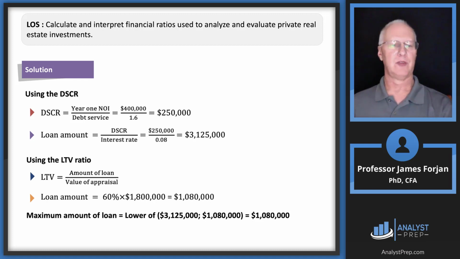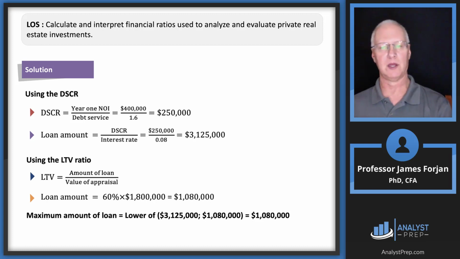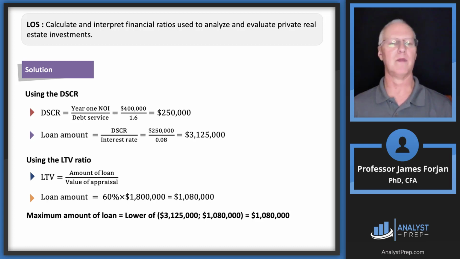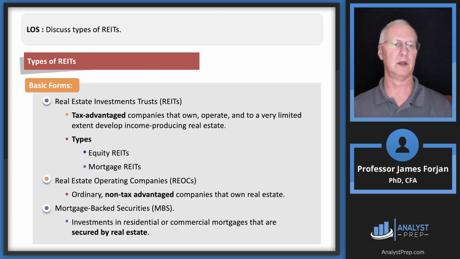If we rearrange that loan to value ratio, we can just take 60% of the 1.8 million. That gives us 1.08 million. And so we're going to take the lower of those two, and there's the maximum amount of the loan. And so this addresses the part of the analyze and evaluate private real estate. So you may or may not, in the analyze and evaluate, have to calculate those.